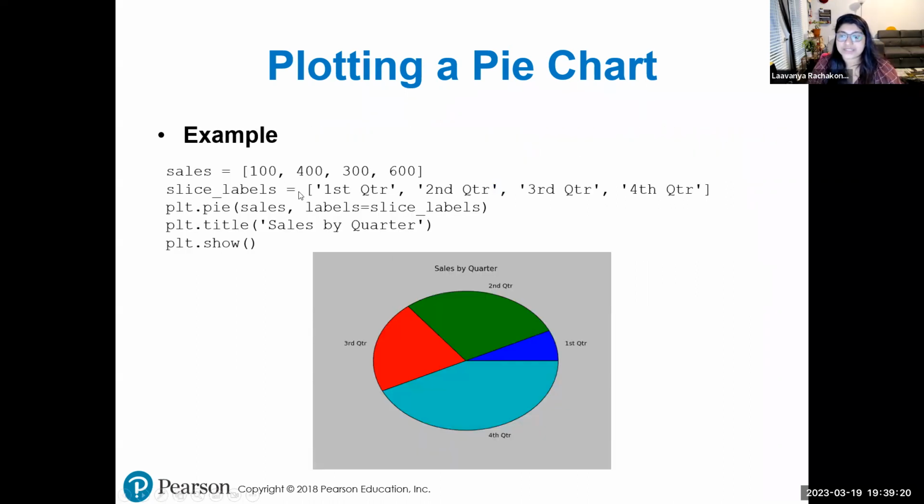Okay, so slice labels is a list of all the labels, and I am using that as a second argument for my pie function. So plt.pie(sales, labels). So I have first quarter, it is 100, second quarter is 400, third quarter is 300, and fourth quarter is 600. And I can also add the title by using plt.title.